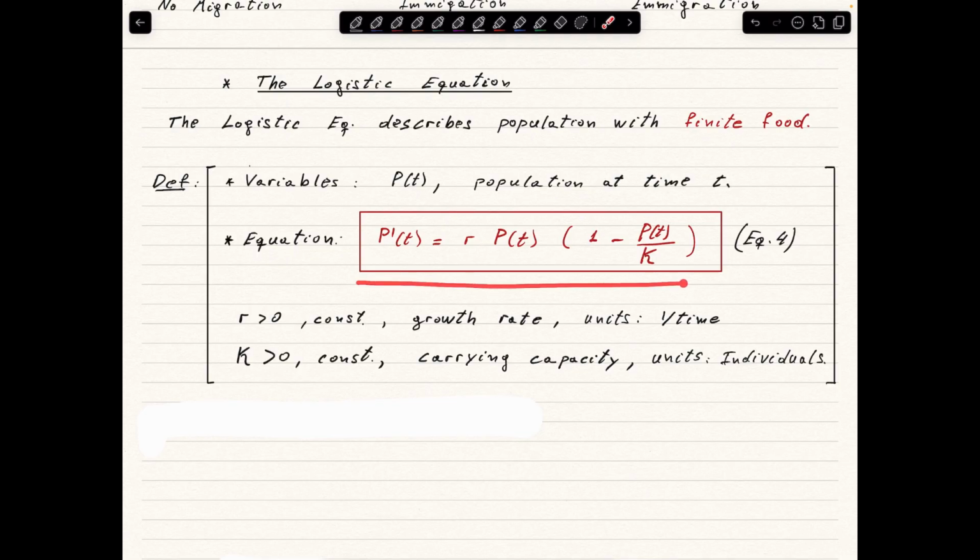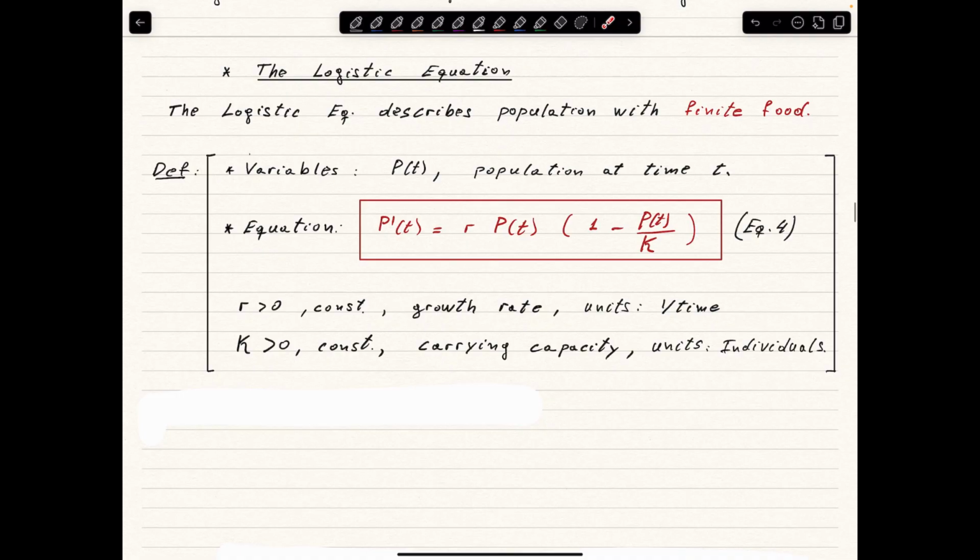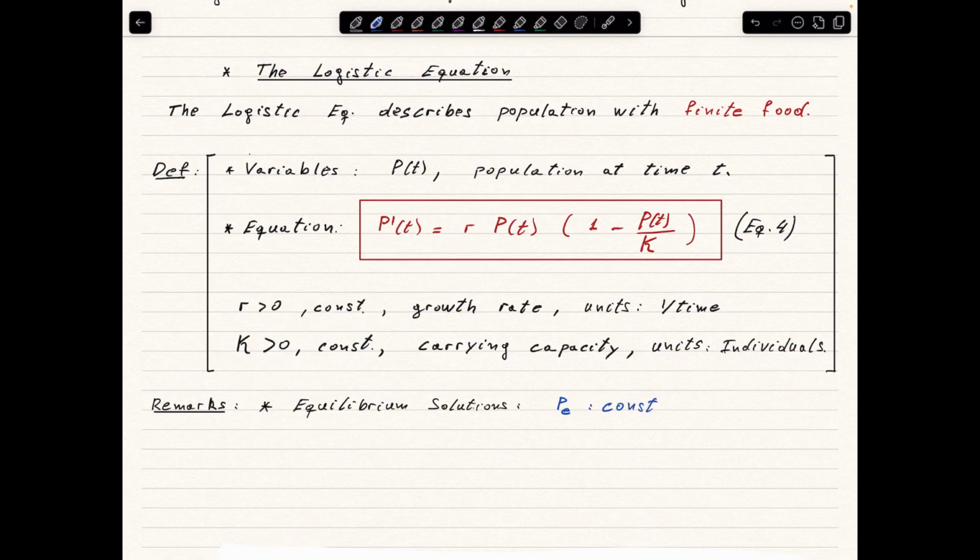So let's study the differential equation. Let's see what the coefficients mean. Let's see some particular cases, and then let's solve this equation. This is what we want to do today. So first of all, equilibrium solutions. Does this equation have equilibrium solutions? Recall, what is an equilibrium solution? These are constants, P_E. Let's call it E for equilibrium. So P_E constant that is a solution of the equation.